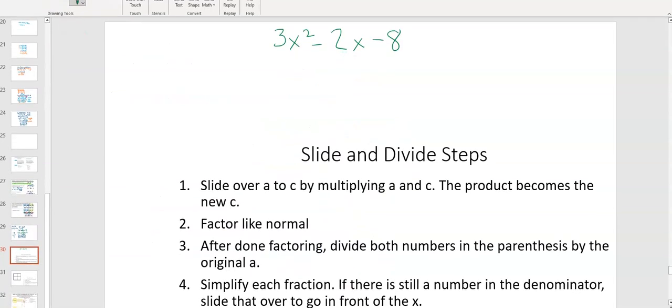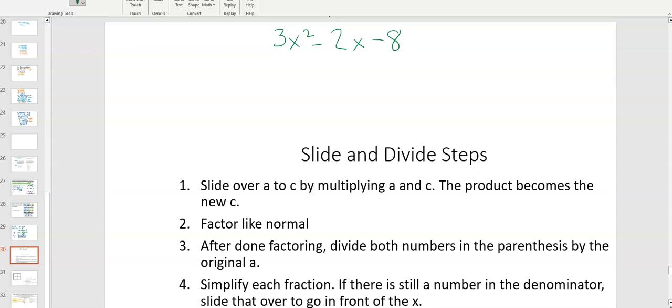All right, this next thing that we're going to do is go ahead and do the one called slide and divide. So the steps are written out here in case you want to write them down, but I'm going to show you with the same problem we just looked at. So the slide and divide kind of starts the same way. It's kind of the same thing, we're just doing it slightly differently.